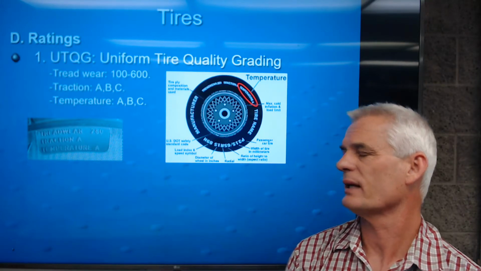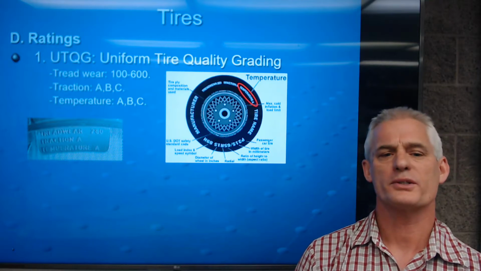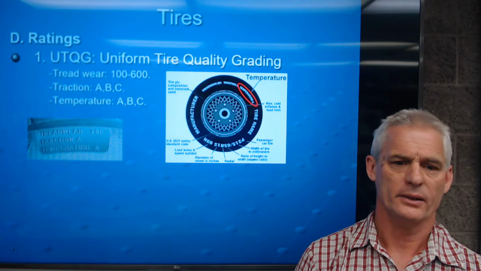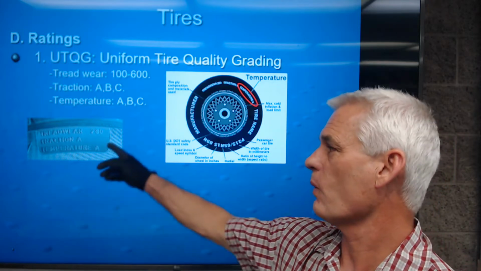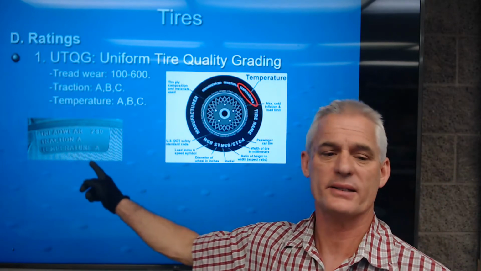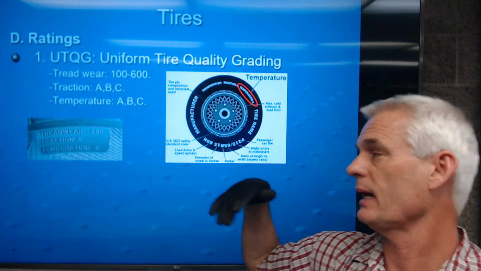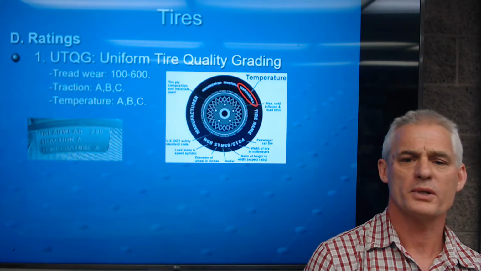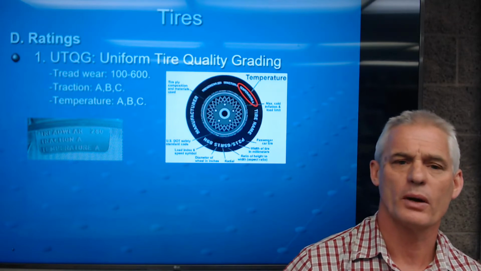Traction A, most everything has traction A, but only more expensive speed rated tires have temperature A. So usually you'll see like 400 or 600 traction A, temperature B, but A is better, B is lesser, and C is even lesser. Okay, so this uniform tire quality grading system is required by the federal government.